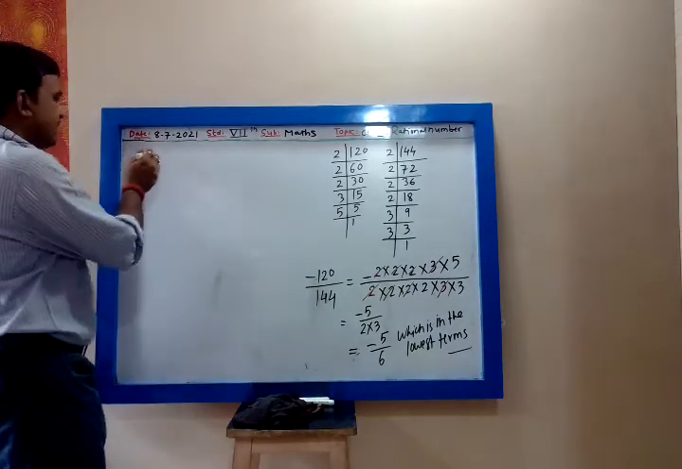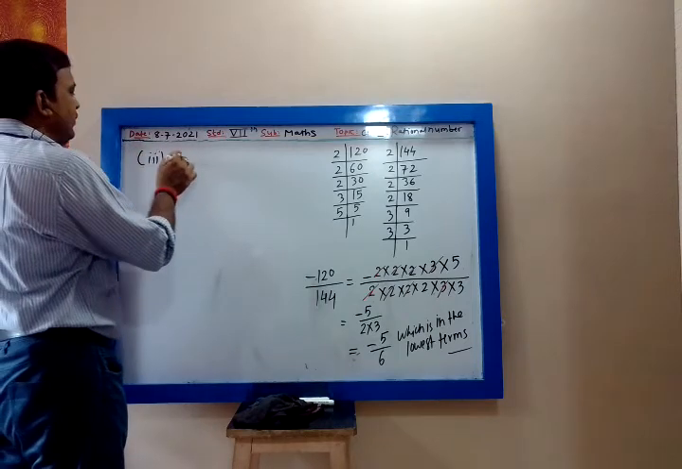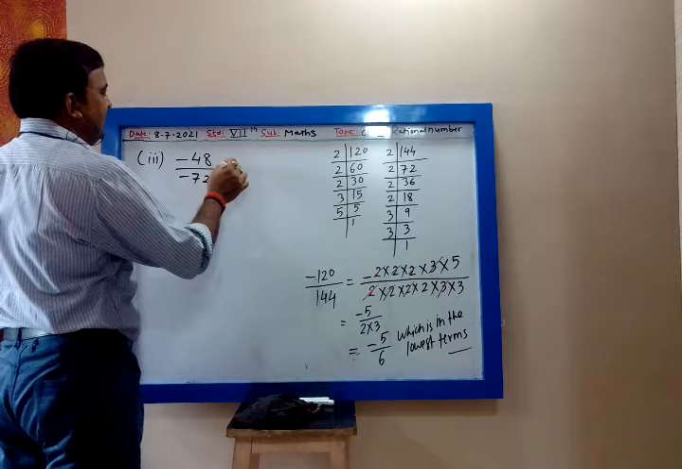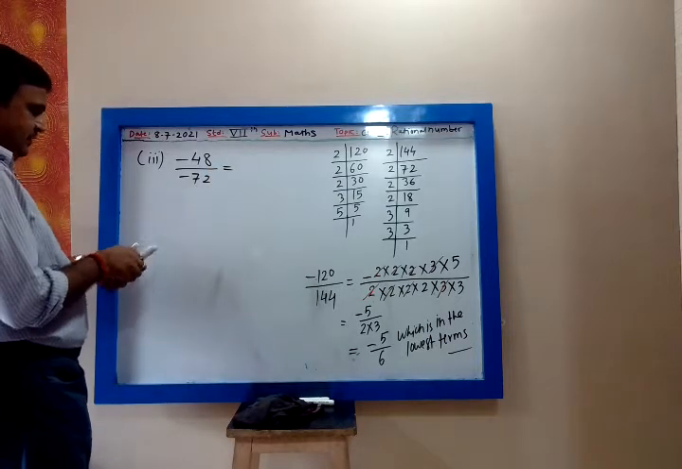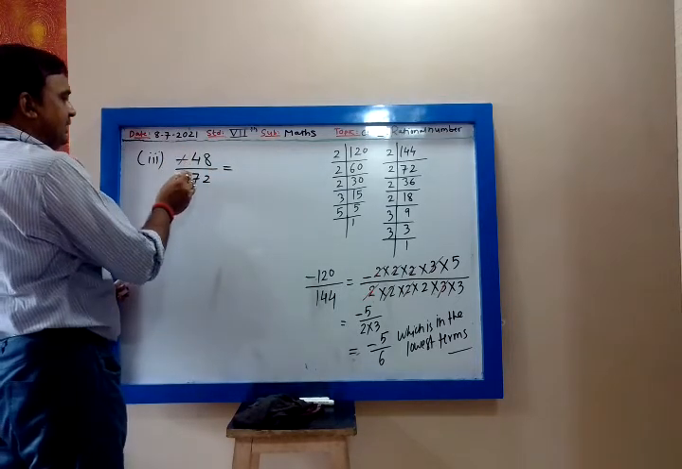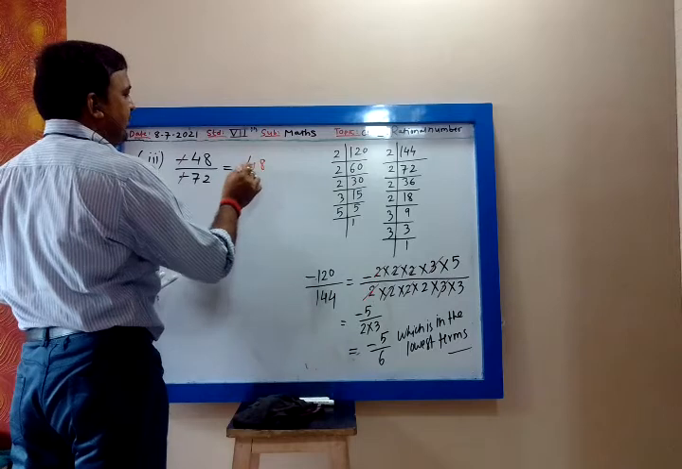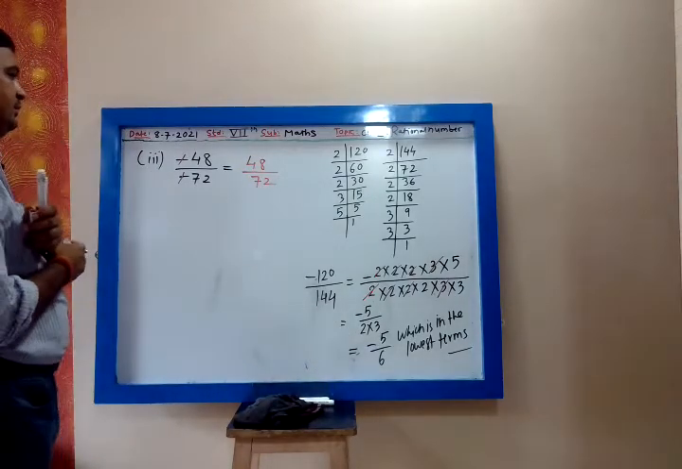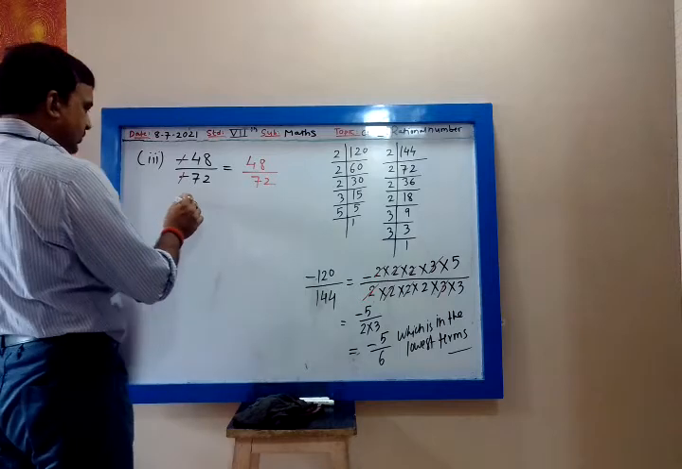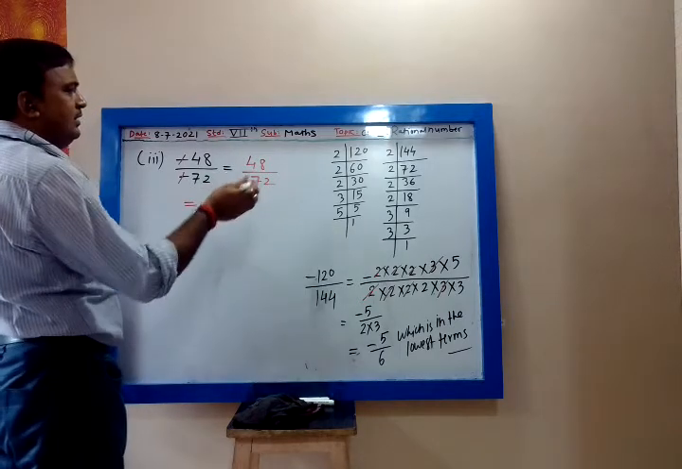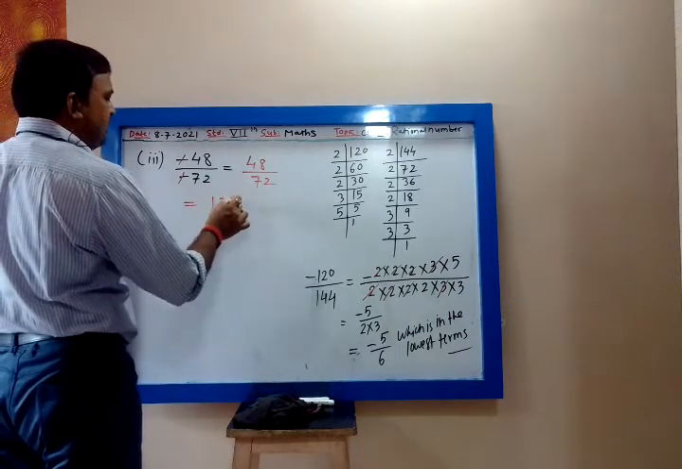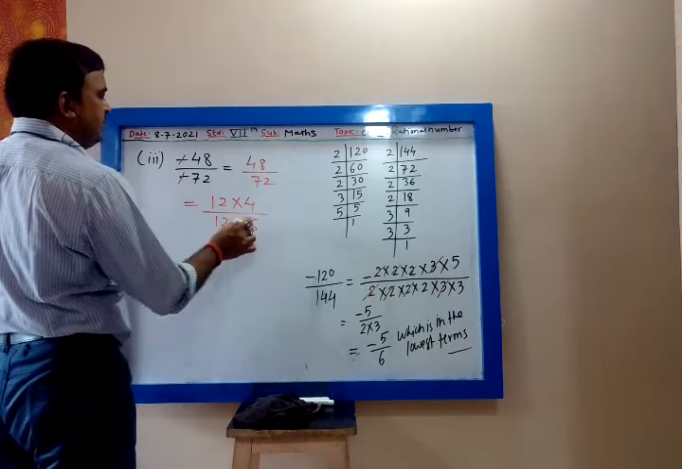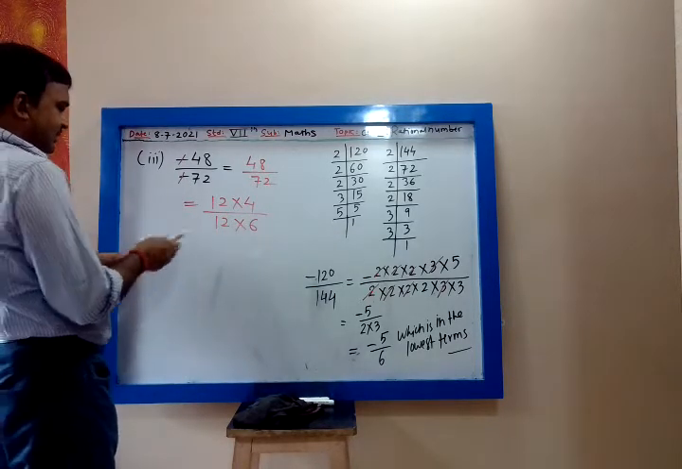Then third is minus 48 upon minus 72. So first of all, the minus sign gets cancelled, my dear. So that will be 48 upon 72. You can write 48 if you know the table: 12 fours are 48. 72 I can write as 12 sixes are 72. Okay. So 12 and 12 get cancelled.